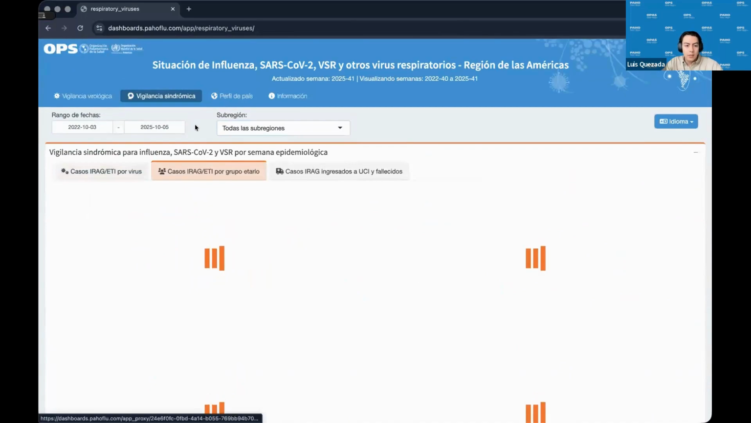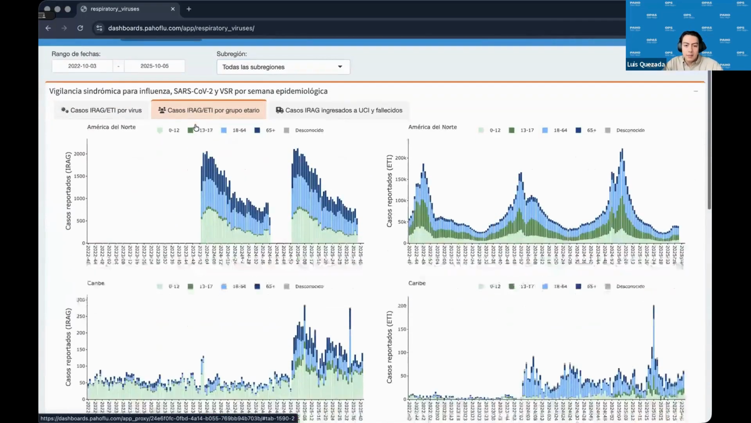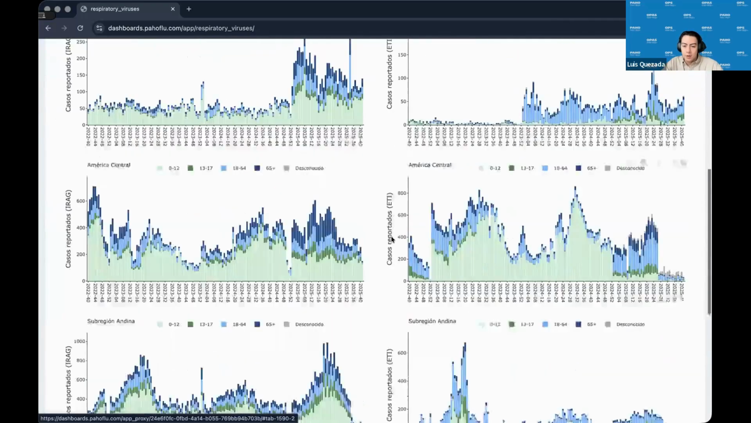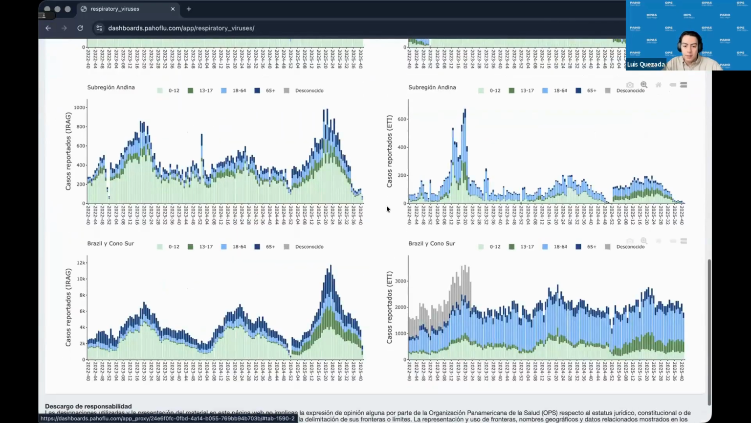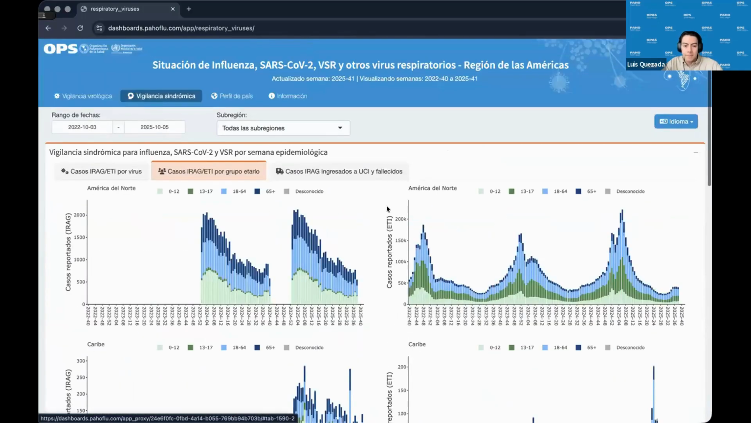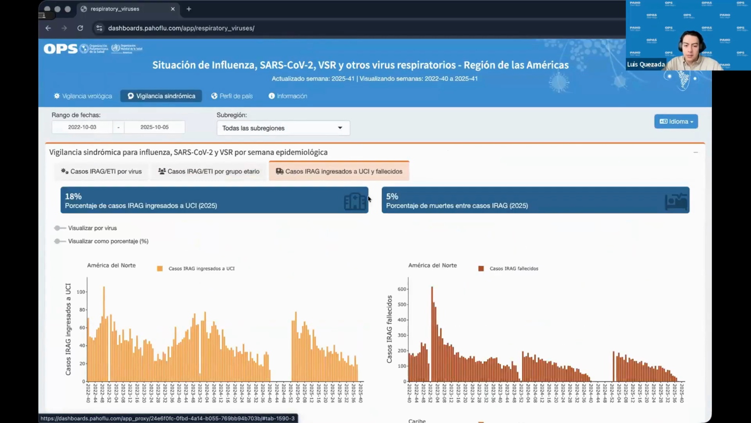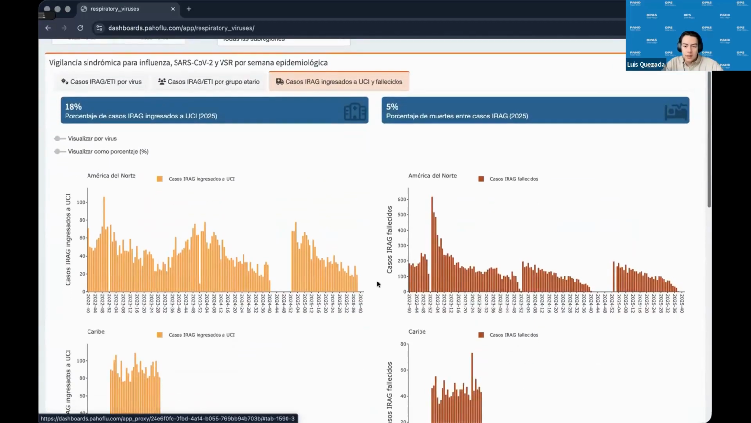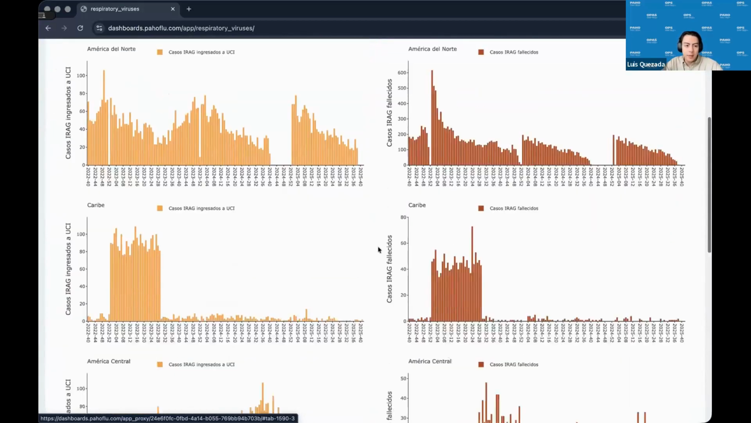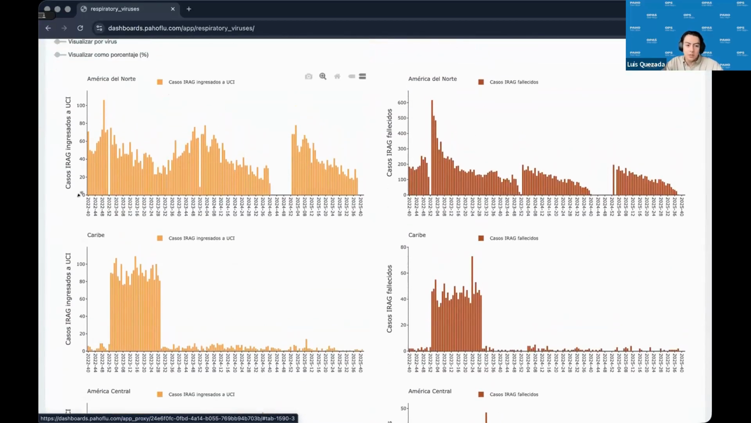Now let's go back to the regional level. The second box in the syndromic surveillance shows the detailed data regionally for each country. And finally, we have a third tab that shows the severe cases, ICU cases, and deaths. This can show the regional and country level.